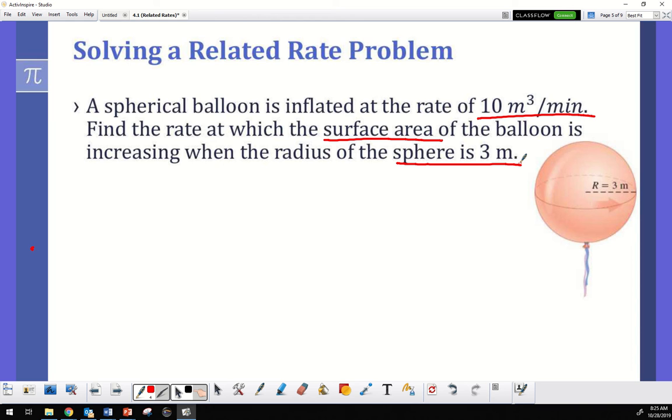So a couple things we need to start off with. I know it's going to be meters cubed, so I need a volume. So I need to know what the volume of a sphere is. Anyone recall? Yep. And anyone recall what the surface area of a sphere is? 4 pi r squared, right?